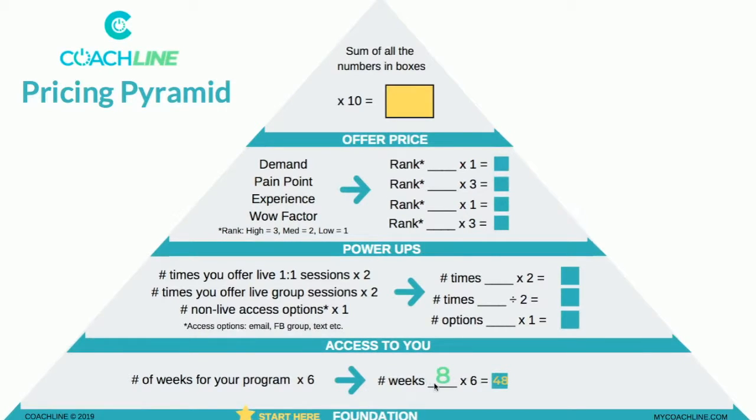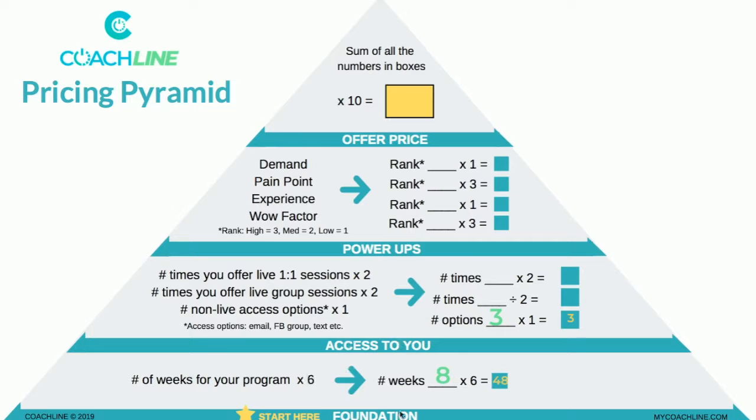So let's say I have an 8-week fitness program. So if my program is 8 weeks, it's the number of weeks of your program multiplied by 6. So 8 weeks times 6 equals 48. So that's what we're going to put in the box. Moving our way upwards, this is going to be access to you. This is important. How much access does your client have to you? That's super important when you're determining price, because you are going to price it higher if there's more touch points or more interactions with you, and you'll price it lower if you are not engaged with your client as much.